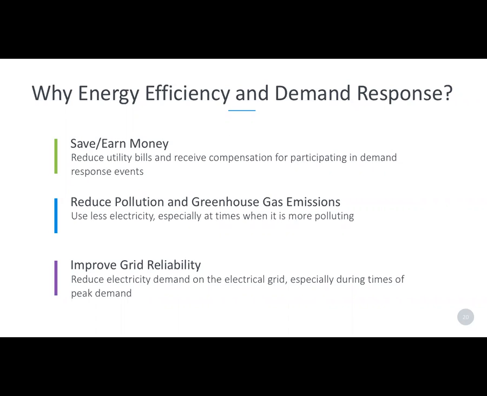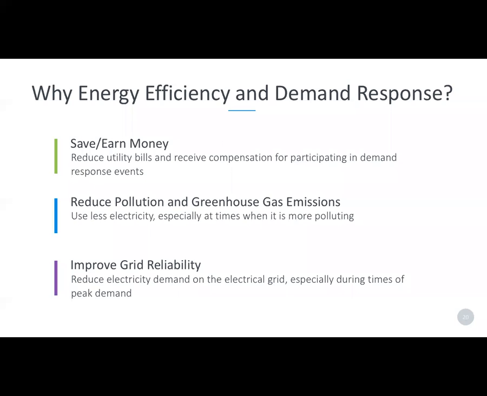So I wanted to first start off by discussing why would either a local government or a business want to implement both energy efficiency measures and or participate in demand response programs. And the biggest reason is to save or even to potentially earn money. What I mean by that is through energy efficiency, you are using less energy. As Sean was talking about with time of use rates, also you can use less energy at times when the price of electricity is more expensive.